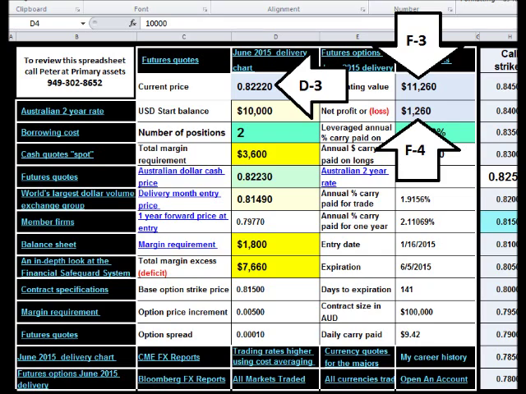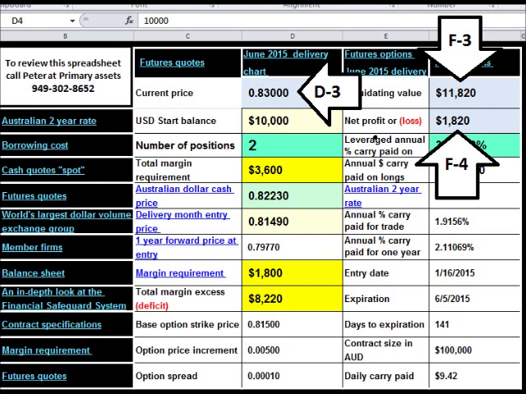Let's assume the Aussie establishes an uptrend, and we move from the current 81.49 basis the June 2015 delivery up to 83. Enter 0.8300 and sell D3. The net profit will show in cell F4 of $1,820. The net liquidation value in F3 of $11,820.